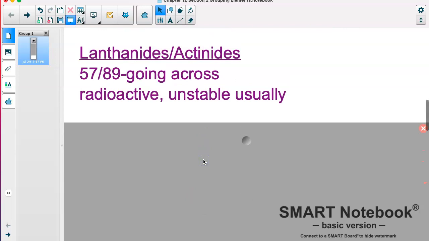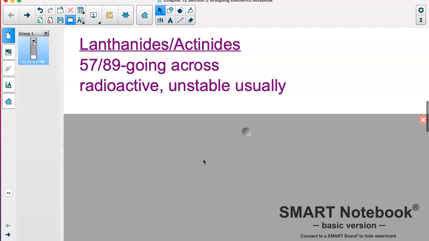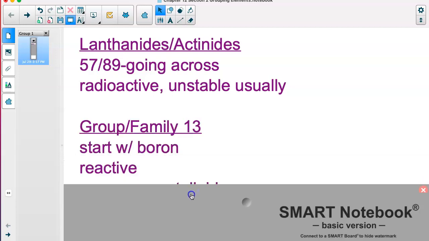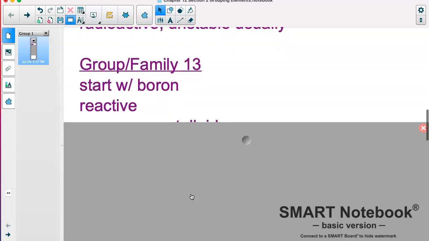Then we have the lanthanides and the actinides, which if you look towards the bottom, we aren't going to spend a ton of time on, but they are the more radioactive, and they're unstable usually. They kind of break it down at the bottom and open them up. Those tend to be a little less worked with as far as middle school chemistry goes, but you might see them a little bit more in high school. So then we go back across to family 13, starting with boron.